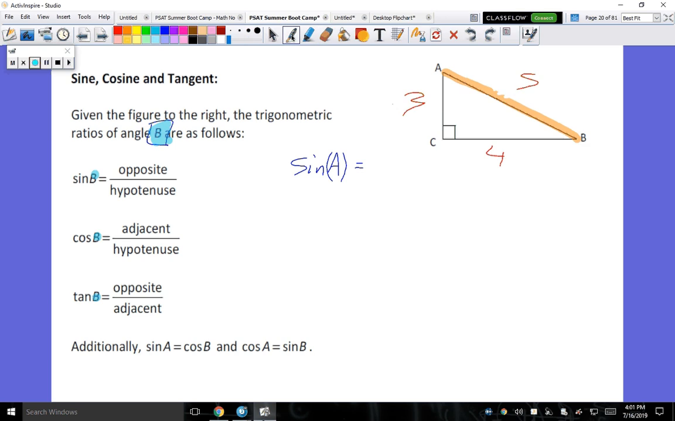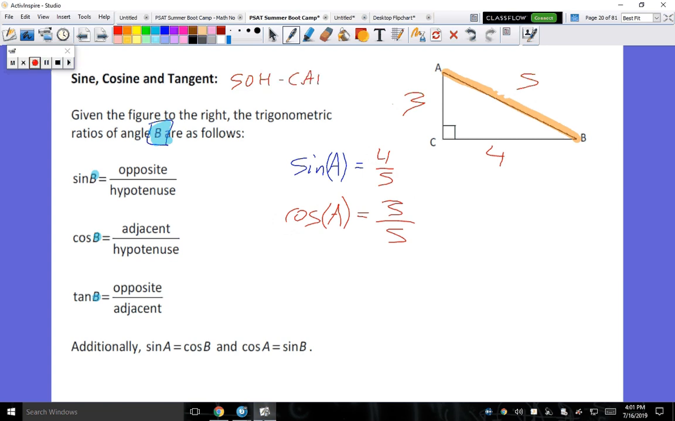What would the sine of A be? Four-fifths. That's the opposite over the adjacent. What's the cosine of A? 3/5. And some of us might be a little slow.